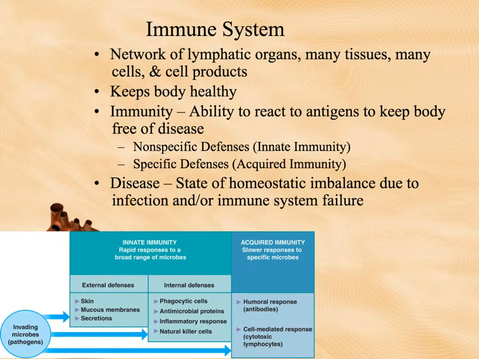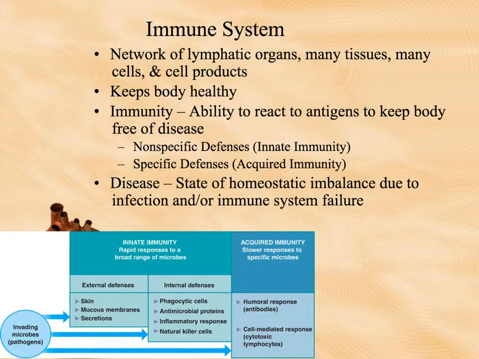Okay, so the immune system is divided into two major categories: innate immunity and acquired immunity. And innate immunity is very similar. Basically, it is the same term as non-specific immunity. The immune system then is a network of lymphatic organs, many tissues, and cells and cell products. The purpose of the immune system is to keep the body healthy, keep it in a homeostatic balance. So that's what a disease is. A disease is a state of homeostatic imbalance due to infection or immune system failure.